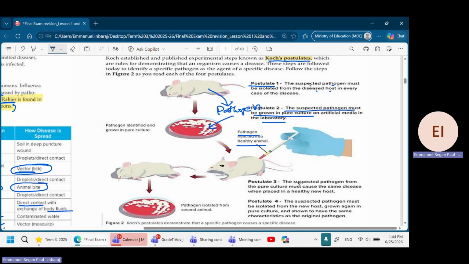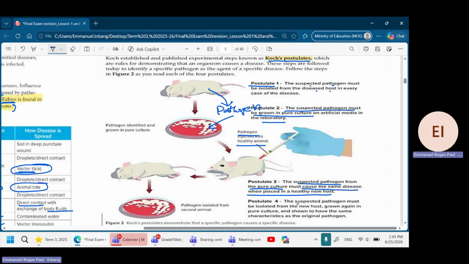See, the suspected pathogen from the pure culture, that is from here, is injected into a new host. So when they are injected into the new host, what should happen? They should cause the same disease when placed inside the healthy host. You see here, they inject it and it is also dead, and they are dead because of the same disease. Not a new disease, they are dead because of the same disease.